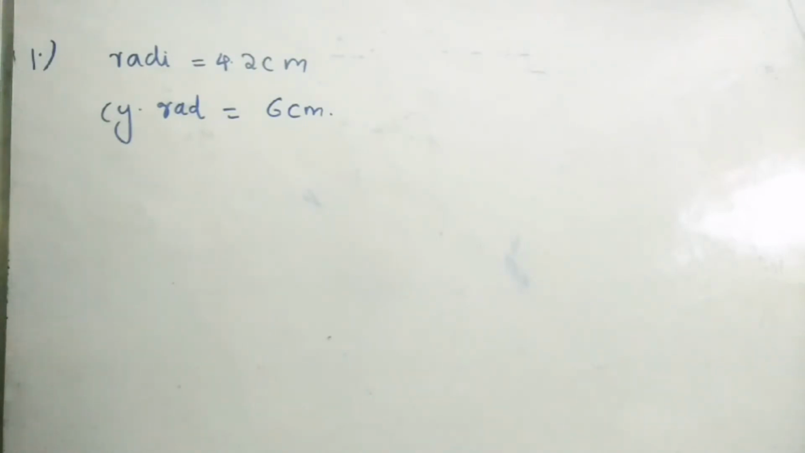The first shape is a sphere, and now we have one cylinder. That sphere is melted and recast into the shape of a cylinder. So the volume of the sphere is equal to the volume of the cylinder. Volume of the solid before conversion is equal to the volume of the solid after conversion.